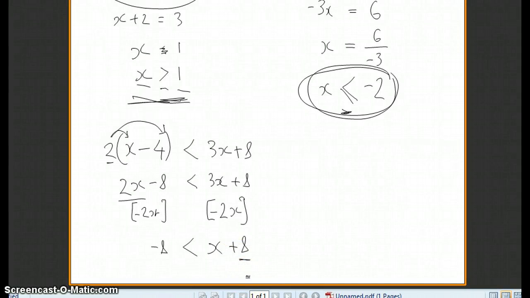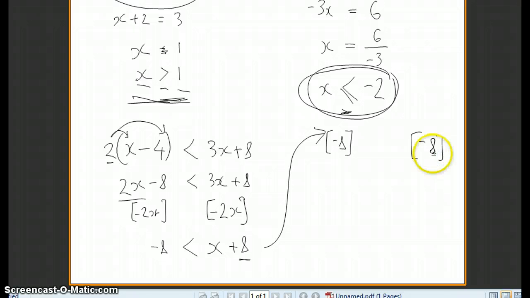I'm going to shift that plus 8 by subtracting 8 from both sides. Again, anything you like, as long as it's done to both sides. On the right hand side I'm left with x. On the left hand side, minus 8 minus another 8, good, negative 16. Now, you don't usually read in maths the number is less than x.